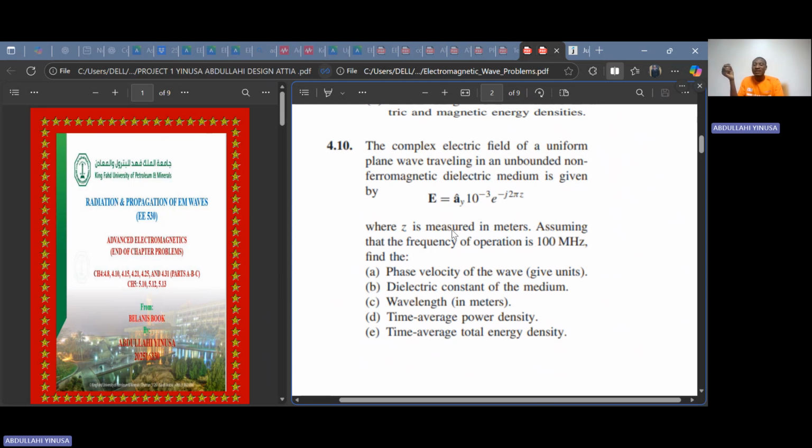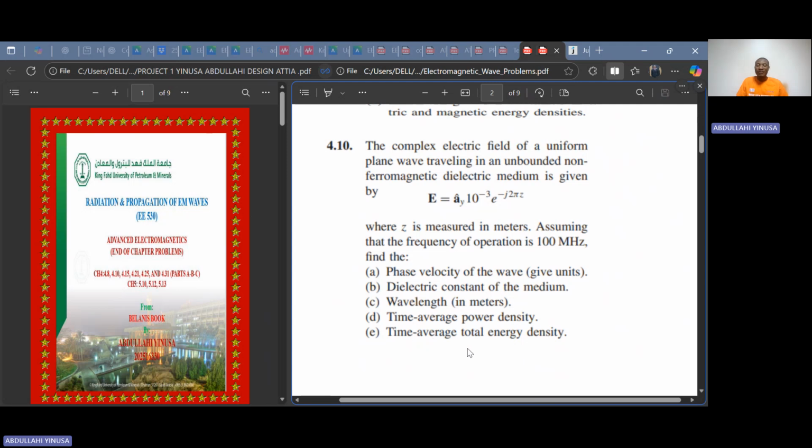Over wave impedance. In this case, not 377, because it is moving in an unbounded non-ferromagnetic medium. That's 377 over the square root of epsilon r. So we are going to use 377 over epsilon r to get eta in this case. So it's going to be k times E over eta. Because of that, we are going to find the conjugate of it, and multiply it by cross product with our E to get the time average. Don't forget to divide it by 2.